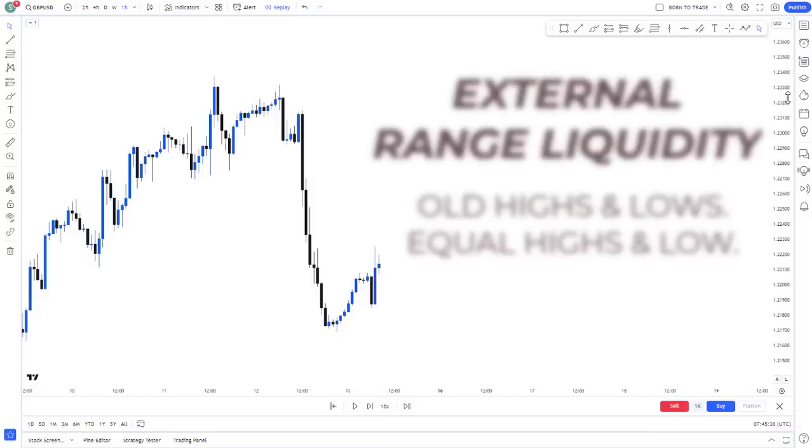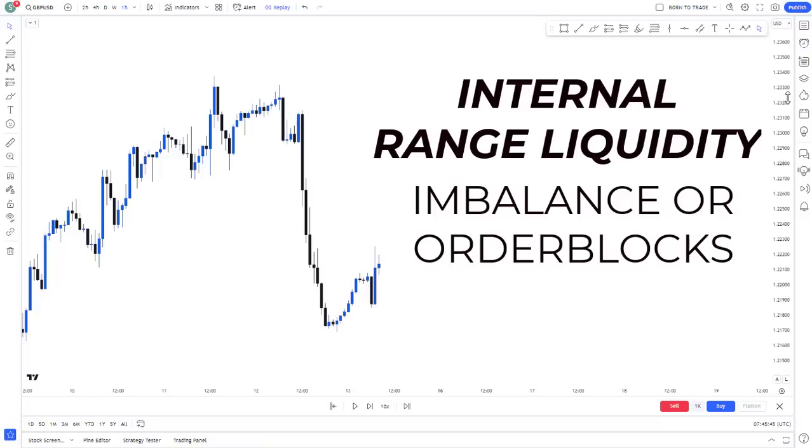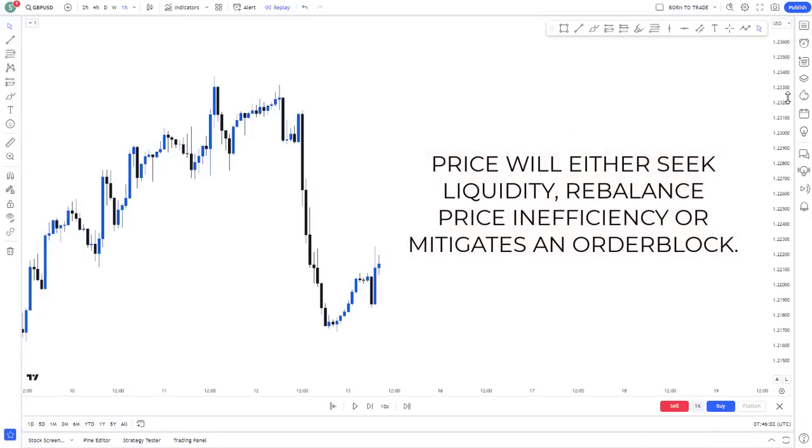Now, price will also draw to internal range liquidity. Internal range liquidity could equally be your price inefficiency, that is your imbalance, your fair value gaps, and it can actually be your order blocks. Okay, these are a kind of internal range liquidity. Price will either seek liquidity, that is taking highs or lows, or it goes to rebalance price inefficiency, or it moves to mitigate order blocks.